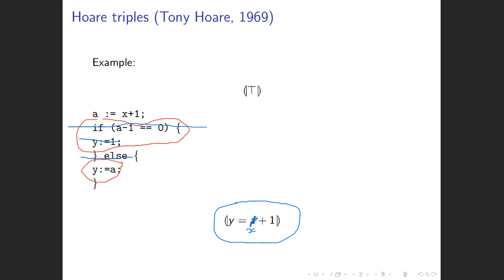Could we simplify it even more? Yep. If we got rid of this and changed this to y. Right, and then the assignment would say exactly what the postcondition says. Yeah. Then it would definitely work.